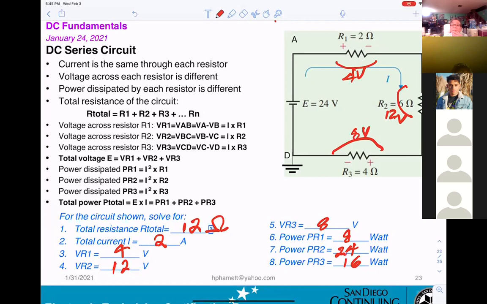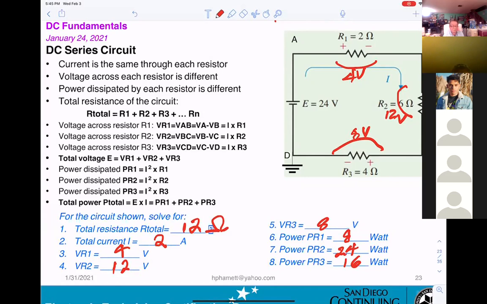Once you find the total resistance, the total current is I equals E over R. The current in a series circuit is the same, so multiply the current times each resistor and you'll get the voltage drop across each resistor. So once again, I equals E over R total, and that's how you get your I, the 2 amps. Exactly, that's what I said.